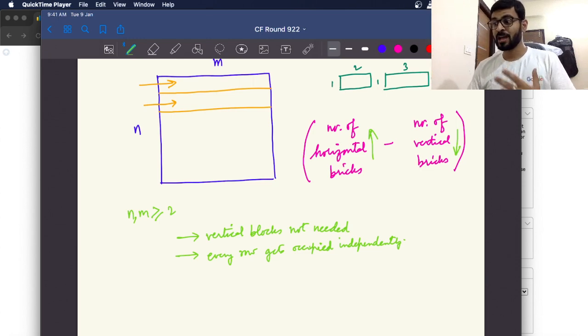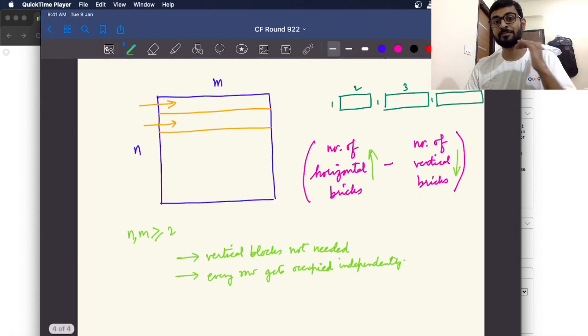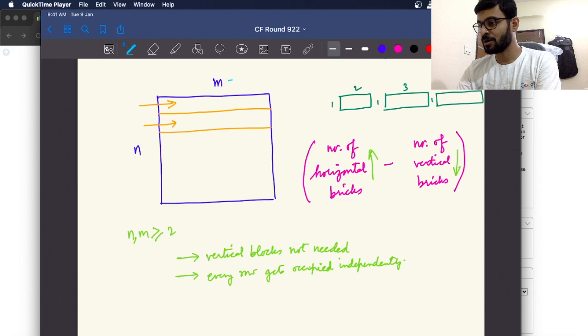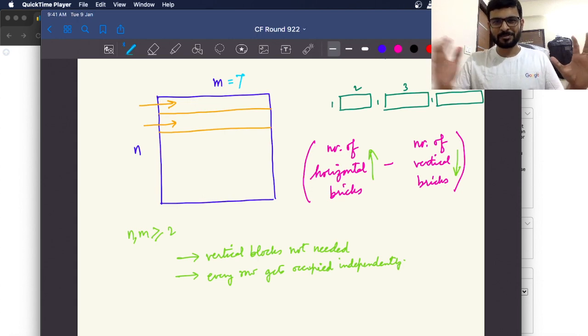Now, how will a single row give me the maximum value? Very clear. I have to use the maximum number of horizontal bricks in a row. So over here, let's say m is equal to something. Let's say it is 7. What is the maximum I can use? I can use a single brick which is 1 into 7. Is that the best? No. 1 into 7 means only one brick.